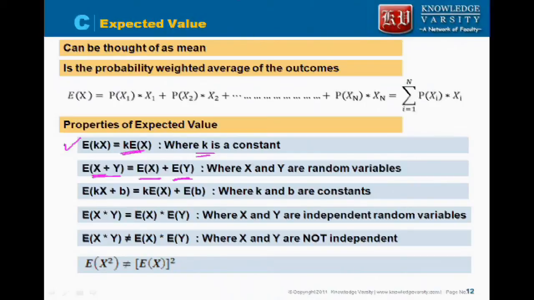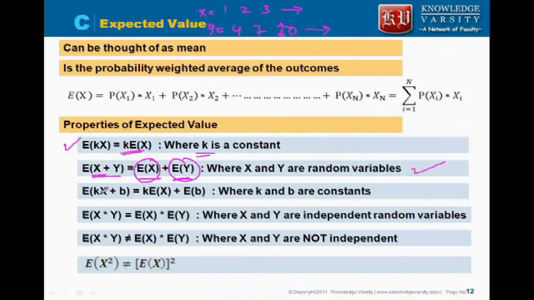Take an example where you are finding the expected value of x, a random variable with values 1, 2, 3, and y is a random variable with values 4, 7, 10. You can find the expected value of x plus y by finding this expected value first and this expected value second, and adding them up. So the expected value of x plus y will be EX plus EY. These are the theorems or properties that you have to remember. You can do the calculation and see.